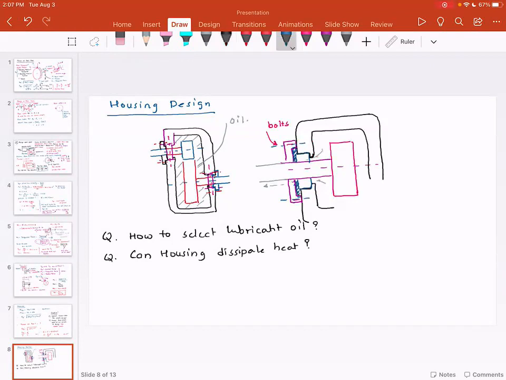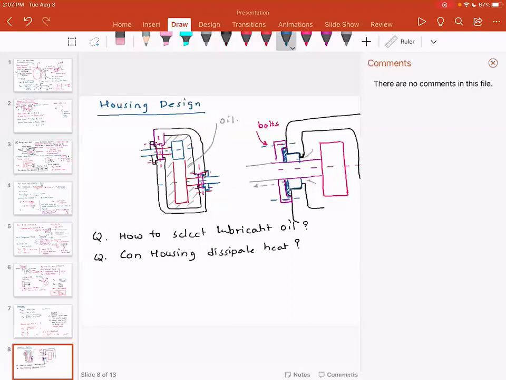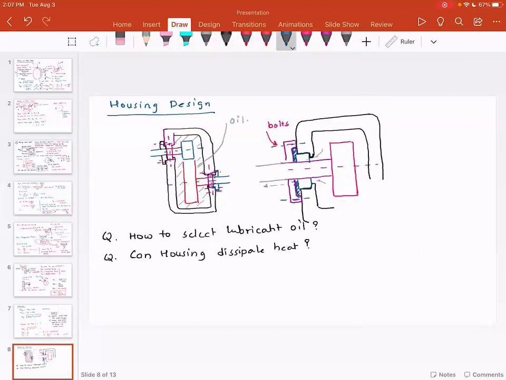So a spur gear is quite efficient. Spur gear efficiency can go above 90%. But nevertheless, what that means is there is going to be a loss. So power loss is equal to (1 minus efficiency) multiplied by P transmitted.